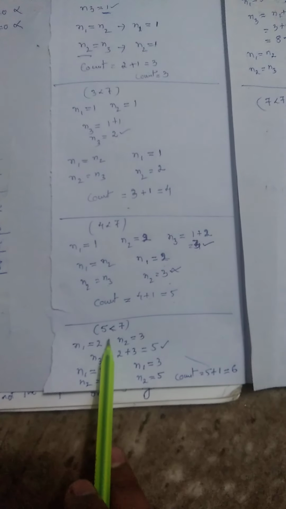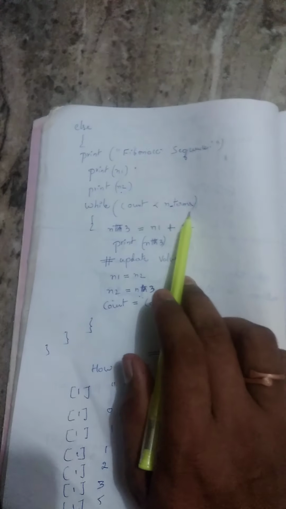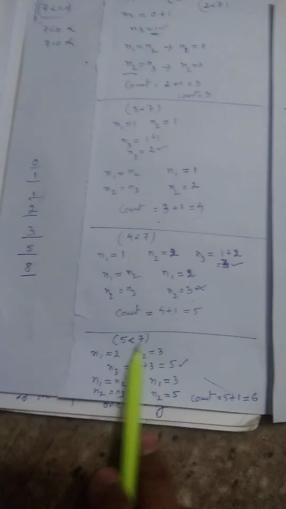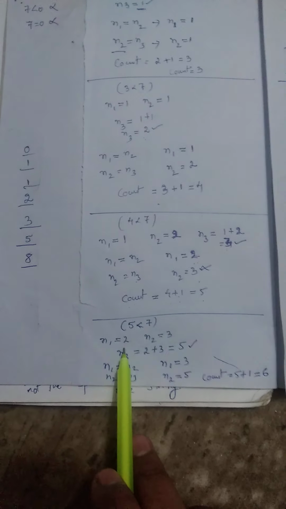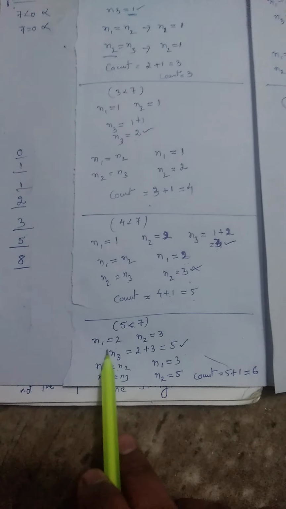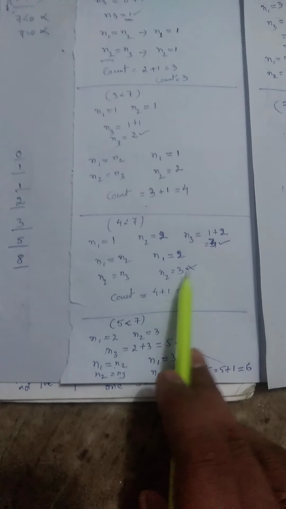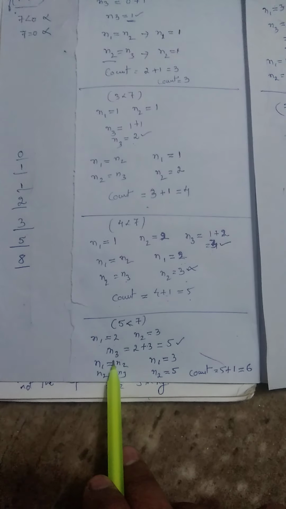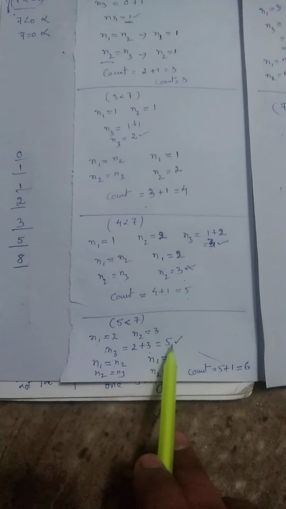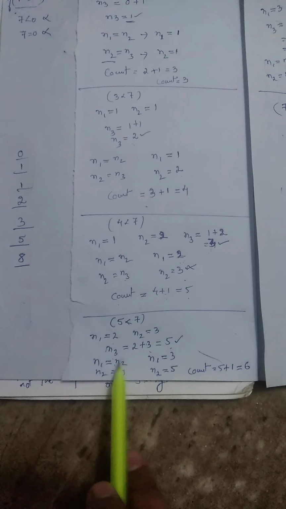Again we are checking the condition. 5 less than 7. While count less than nth term, 5 less than 7. Condition satisfied. n1 equal to 2, n2 equal to 3. n3 equal to n1 plus n2, 2 plus 3, 5.